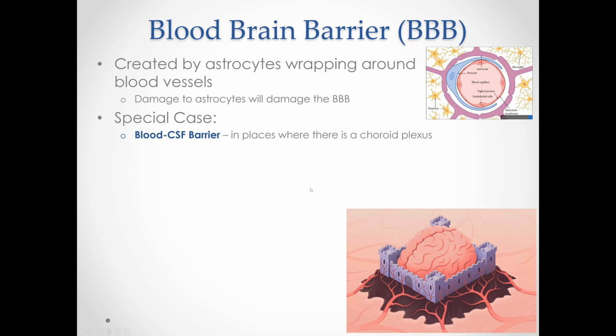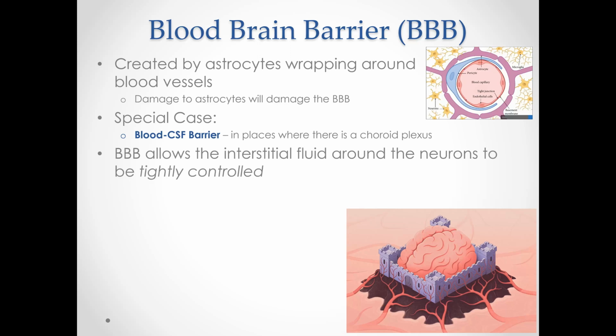So there are a few special cases within the brain where you don't have the astrocyte blood-brain barrier, but there still is a way to protect the neurons from the general contents of your blood. For example, there is a blood CSF barrier in places where you have the choroid plexus. Instead of having astrocytes that are controlling what comes in and out of the brain, you've got those ependymal cells that are doing the same job.